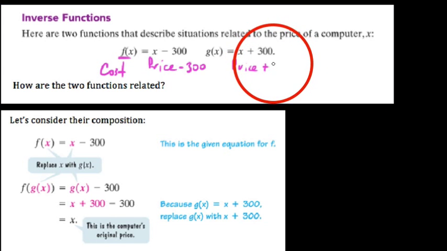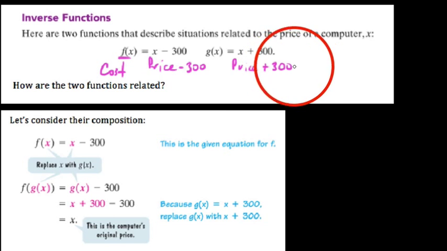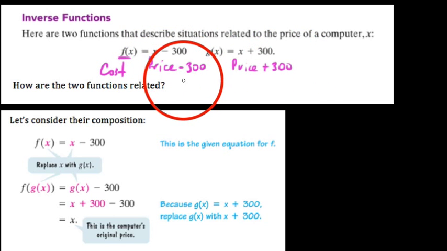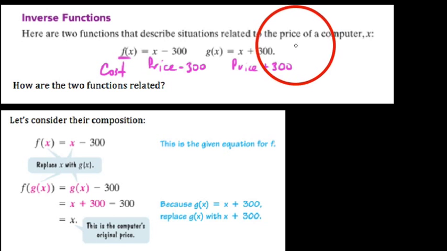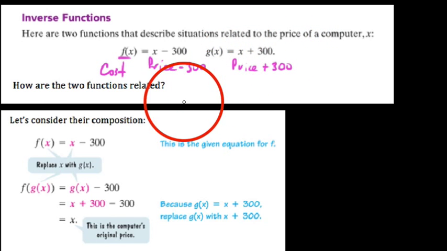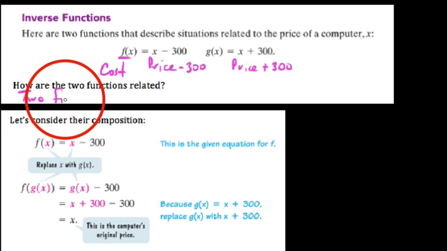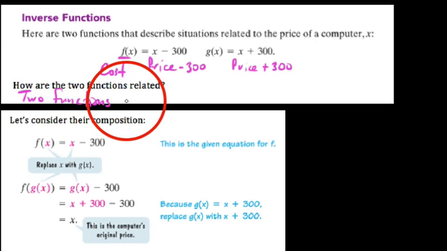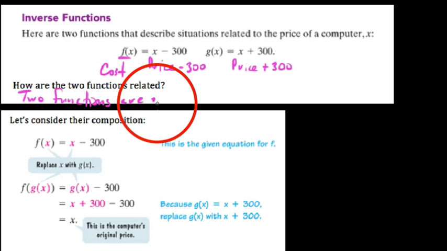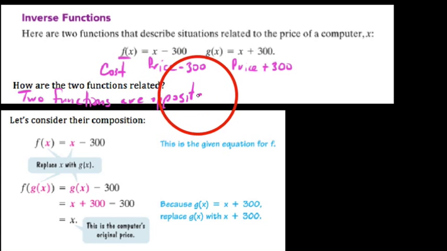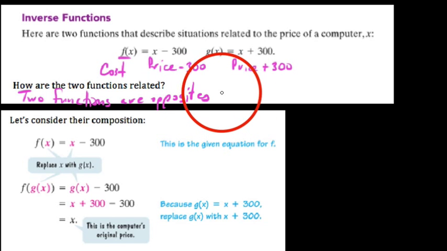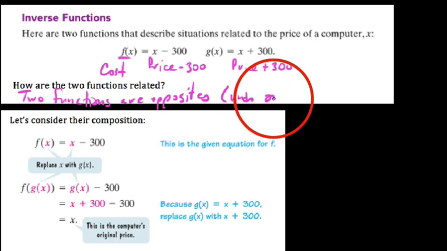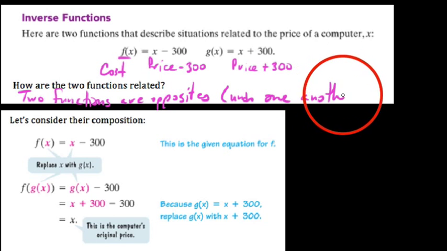And so the idea here is that these two functions kind of undo one another. If you were to take 300 off of something and then put 300 back onto something, you'd somewhat return to your original cost. So how are the two functions related? They are opposites of one another. We're not going to use opposite in the mathematical sense where we would just say one's the negative of the other, but we say they are opposites and inverses of one another. So what they do is they undo one another.